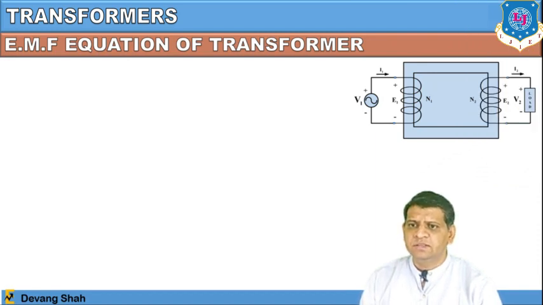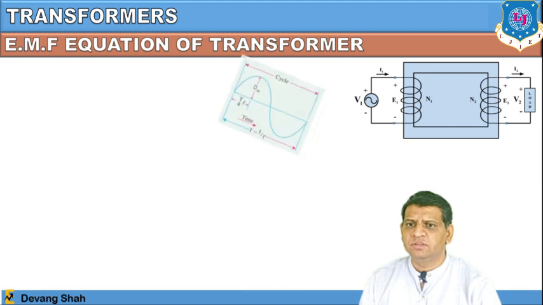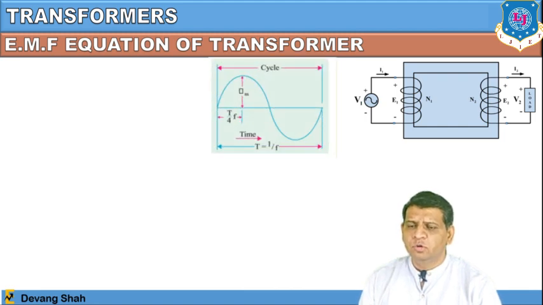So there is a circuit symbol where there is a primary winding having the number of turns N1, and a secondary winding having the number of turns N2. Across V1 we are going to apply a sinusoidal signal, a complete cycle, and during this complete cycle we will see how the transformer induces E.M.F in the secondary winding as well as in the primary winding.